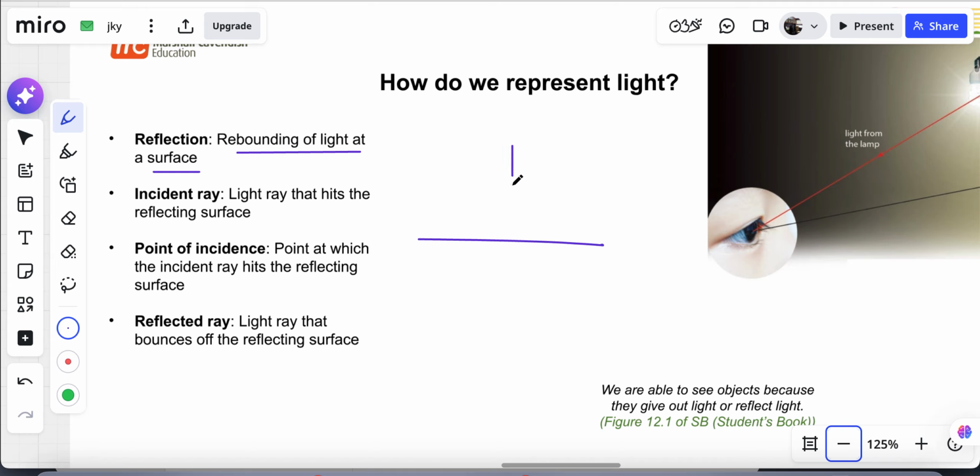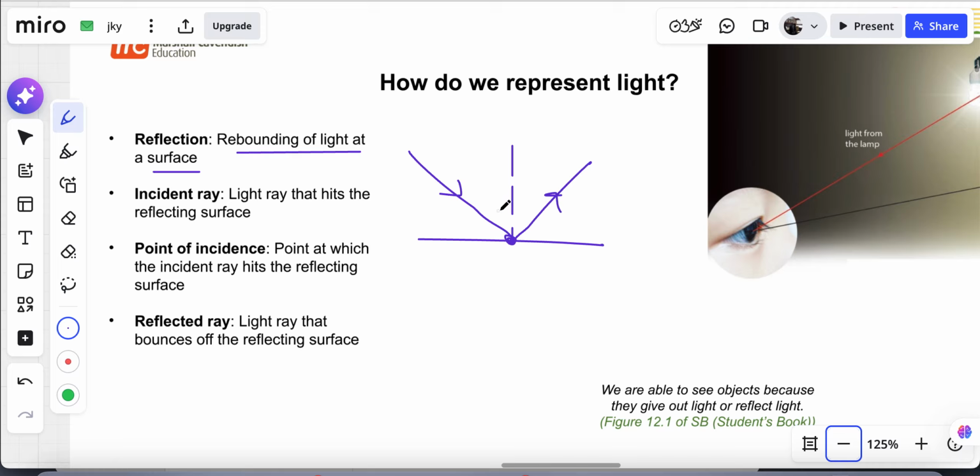If this is your normal line, and this is your incident ray, this is the point of incidence because this is where it touches the surface. This could be a plane mirror, and then this is the reflected ray.